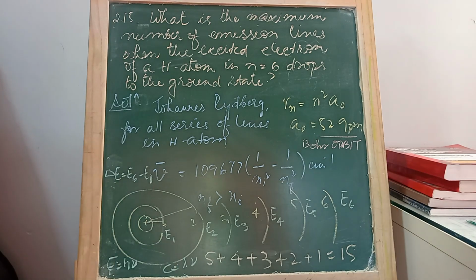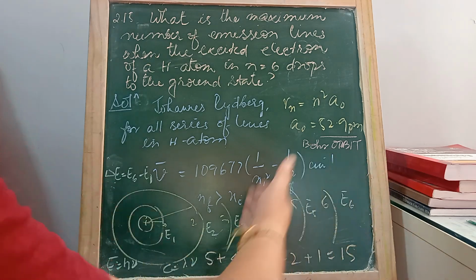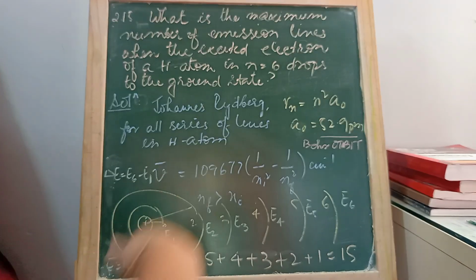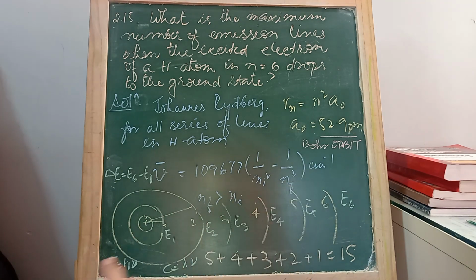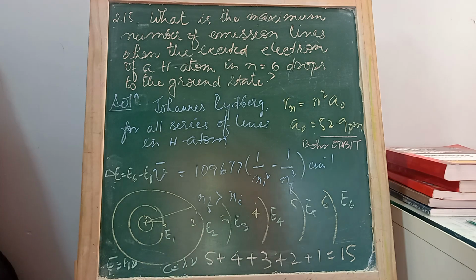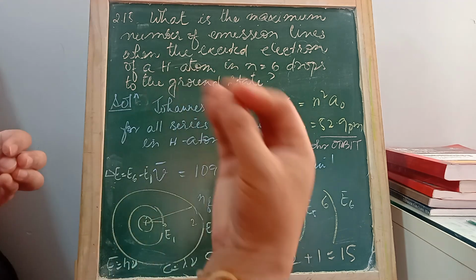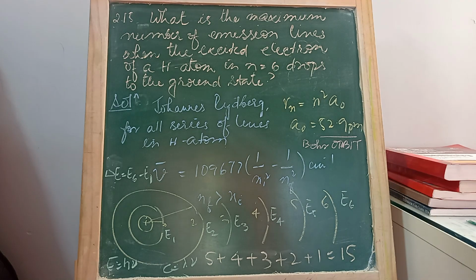to any of the orbits. See, the beauty of this question is the electron may drop to any orbit. It may be from 6 to 5 or 6 to 4 or 6 to 3 or 6 to 2 and 6 to 1. And remember that when an electron is in any energy state, these are what Bohr calls stationary states, in which the electron while revolving doesn't emit any energy.